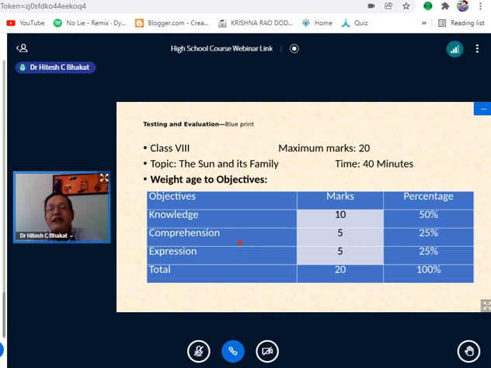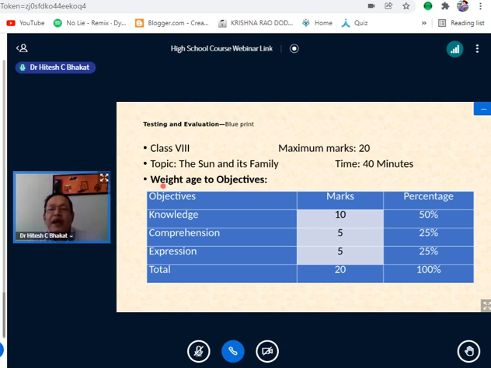We'll talk about all these things. Now look at this, okay? Let us take a small example of a 20 mark question paper. Here we have taken class 8, standard 8, maximum marks 20. Because we'll not have sufficient time to prepare a 100 mark question paper, I'll just show you how we do it. So the topic of the lesson is the sun and its family.